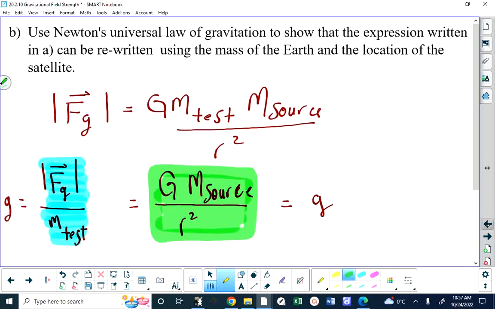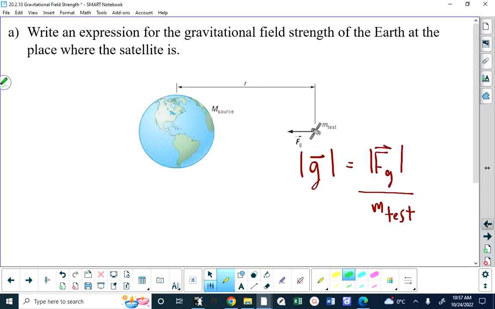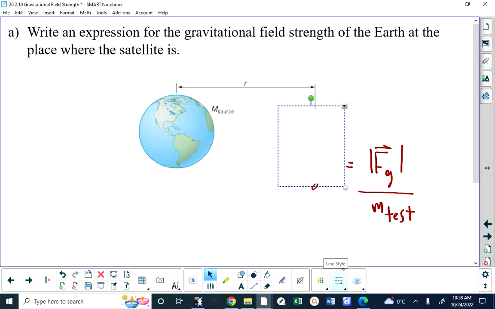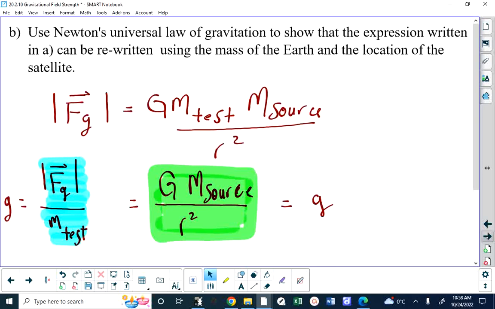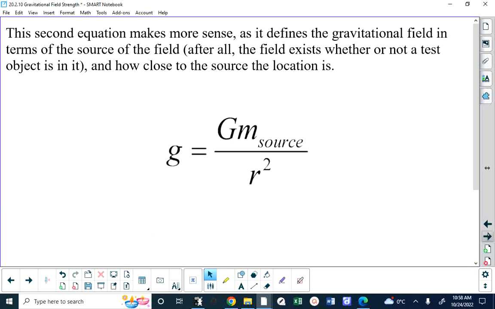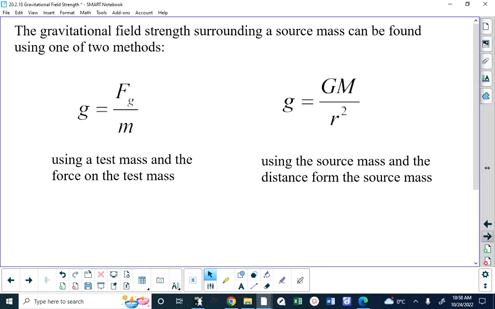This gravitational field exists even if I rub this out, right? The gravitational field does exist there at that point in space, whether there's a satellite there or not. So how do we calculate it? Using that. So we're going to go through a couple of examples today, and then we're going to have some practice with this.